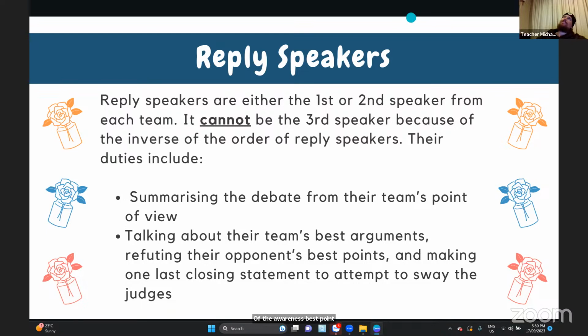So I'm not sure the reason why that rule is in place, but the simple fact is that rule is in place where one speaker cannot speak 2 times in a row from the same team. So because of that rule, the third opposition cannot be reply speaker. And to make it fair, neither can the third proposition speaker either. And what was the second question about refuting the opponent's best points?